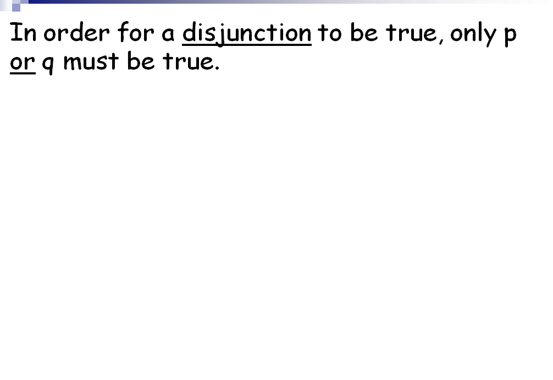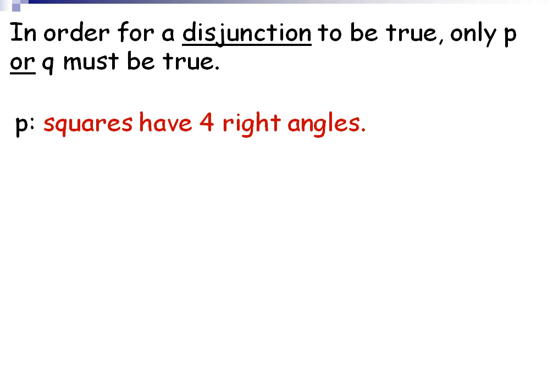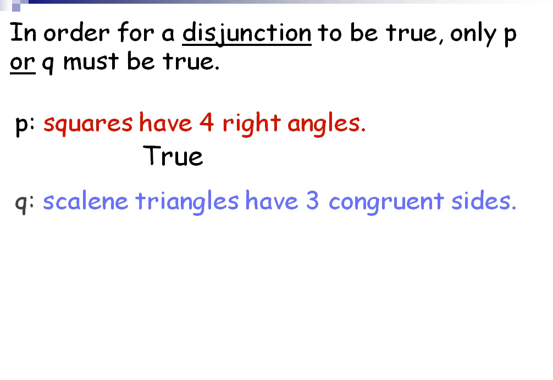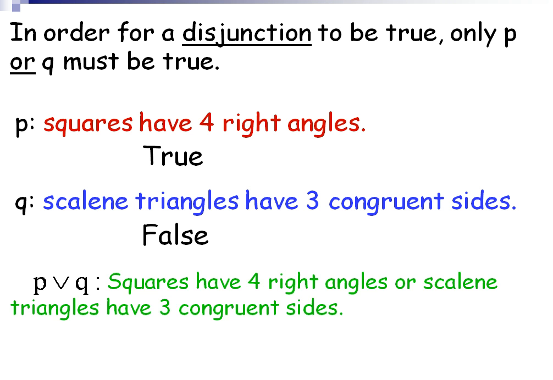In order for a disjunction to be true, only P or Q must be true. Squares have 4 right angles, true. Scalene triangles have 3 congruent sides, false. But if I say them together as a disjunction, squares have 4 right angles or scalene triangles have 3 congruent sides, that is true, because for a disjunction, both statements don't have to be true.